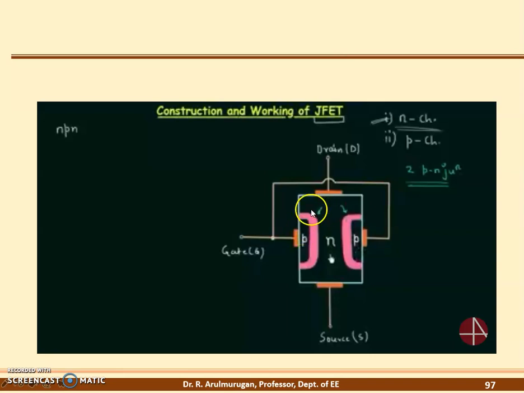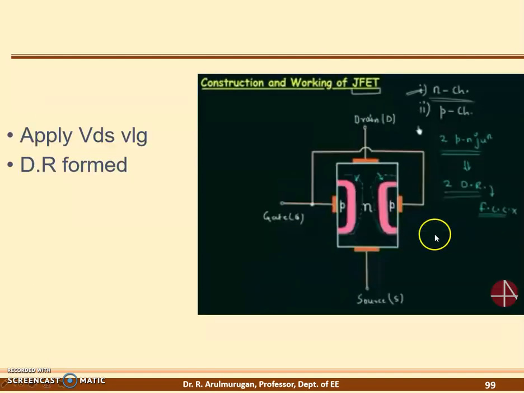Here is one PN junction, and here is another PN junction. There are two junctions. Once there are two junctions, you give the power supply. If you give the power supply from drain to source, a layer is created outside the P junction, which is called a depletion layer. The depletion layer is created at the outermost of the outer P layer. So two depletion layers are created.